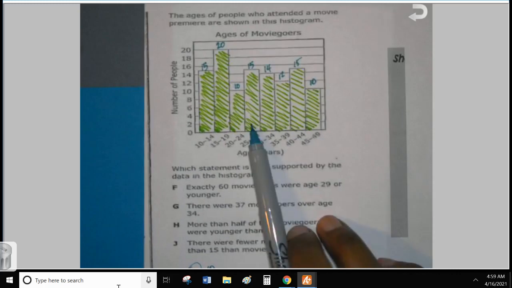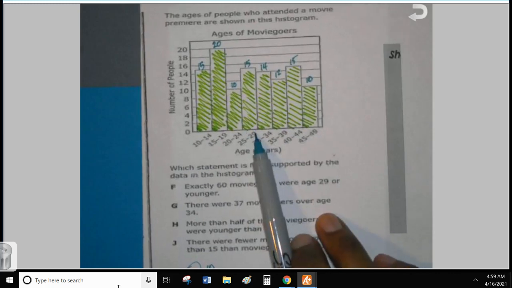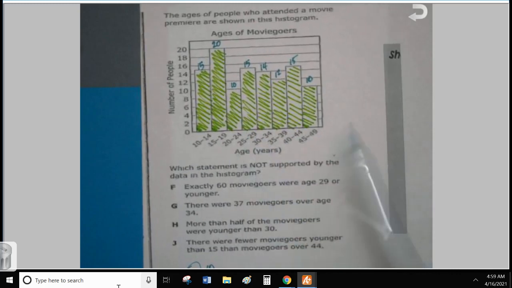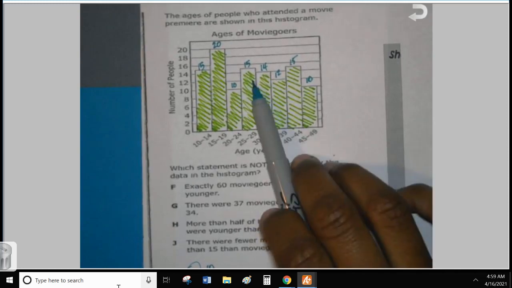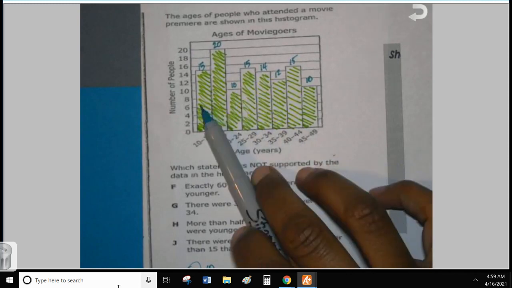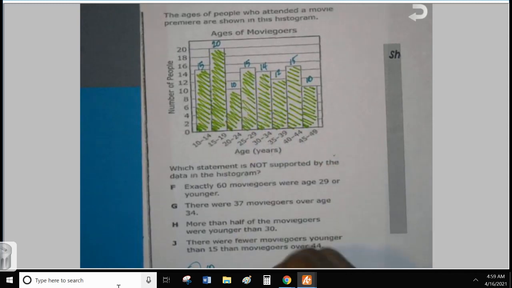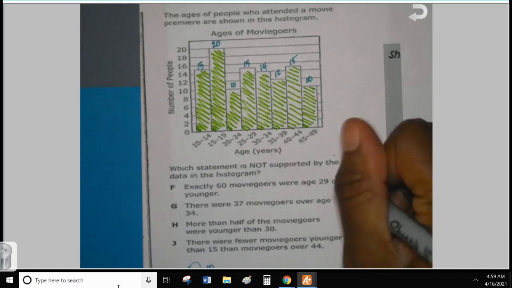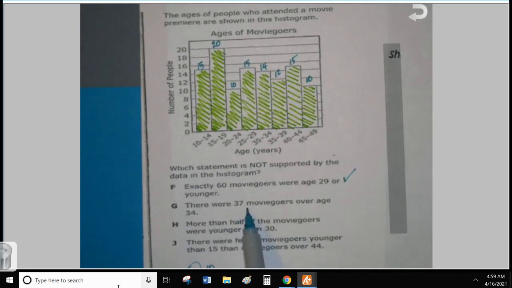Oh, and 29 or younger. Sorry, I explained that wrong. 29 or younger, so we do include this one. My apologies. So we should have 15, 10, 20, and 15. 15 plus 15, I know, is 30. Plus 20 is 50. That is 60. So exactly 60 moviegoers were 29 years or younger. That is correct.